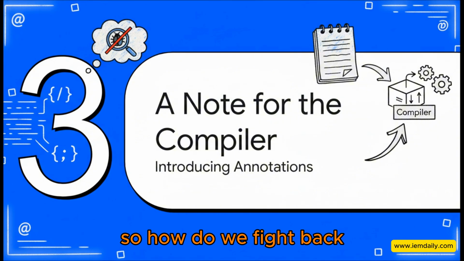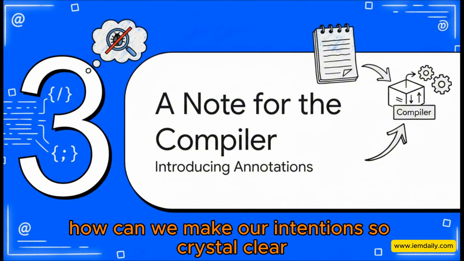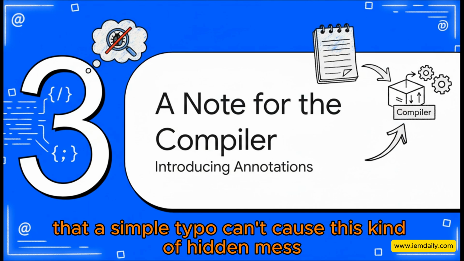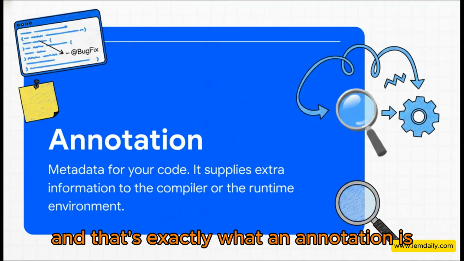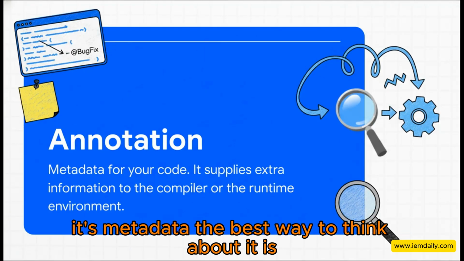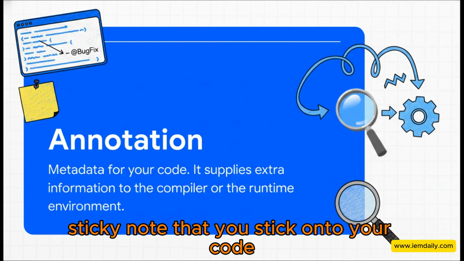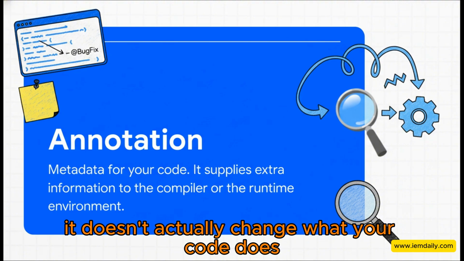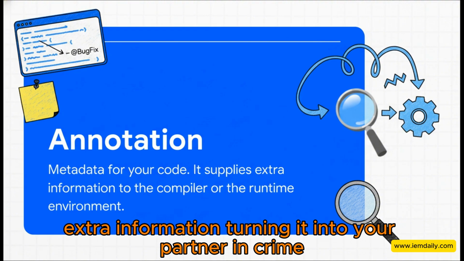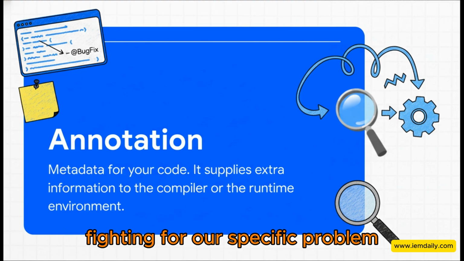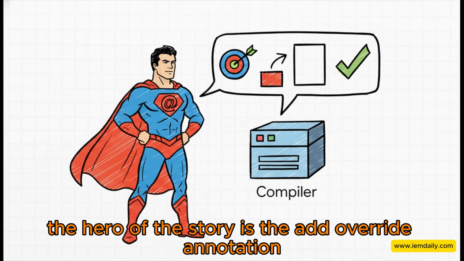So, how do we fight back? How can we make our intentions so crystal clear that a simple typo can't cause this kind of hidden mess? Well, it turns out we can leave a note for the compiler. And that's exactly what an annotation is. It's metadata. The best way to think about it is like a digital sticky note that you stick onto your code. It doesn't actually change what your code does, but it gives the Java compiler critical extra information, turning it into your partner in crime fighting. For our specific problem, the hero of the story is the @Override annotation.